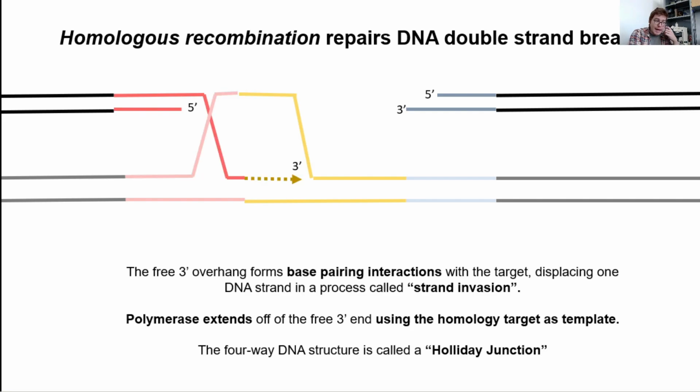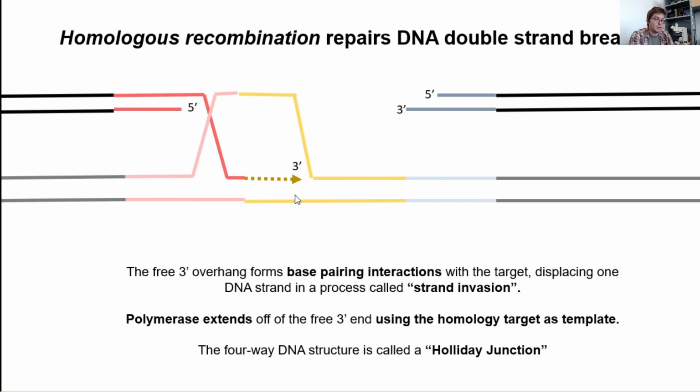So once you have a free 3' overhang, if it is able to make base pairing interactions with a target chromosome, it will start to displace the base pairing strand of that other chromosome. So basically, this 3' overhang slips in and starts making base pairing interactions with the homologous region of the target chromosome, and that's going to displace one of the strands of the target here.